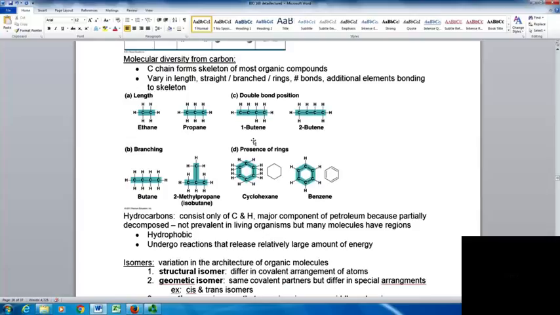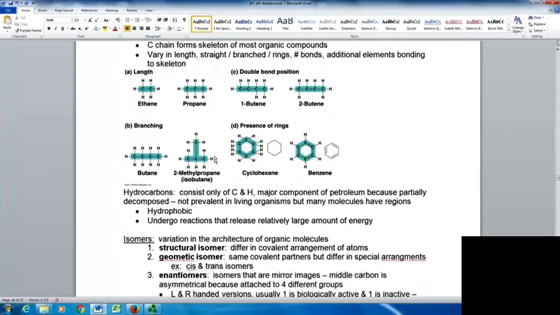We can look at where the double bond position is. So here, the double bond is at carbon 1, so we call it 1-butene. Here it's at carbon 2, so we call it 2-butene. So the number 2 is just specifying where the double bond is. When you see the numbers in the names, they give you a lot of hints, and do not be intimidated by them.